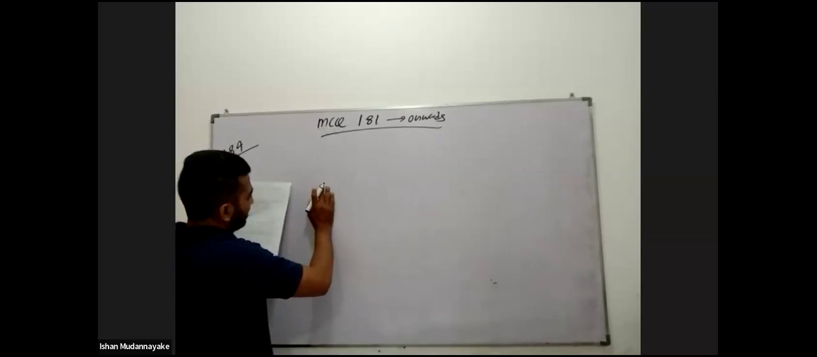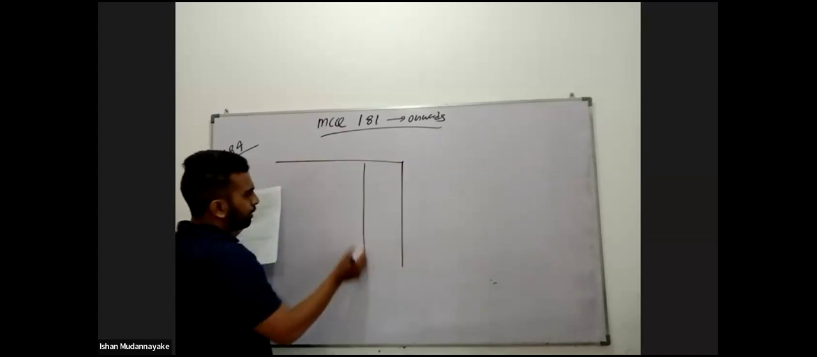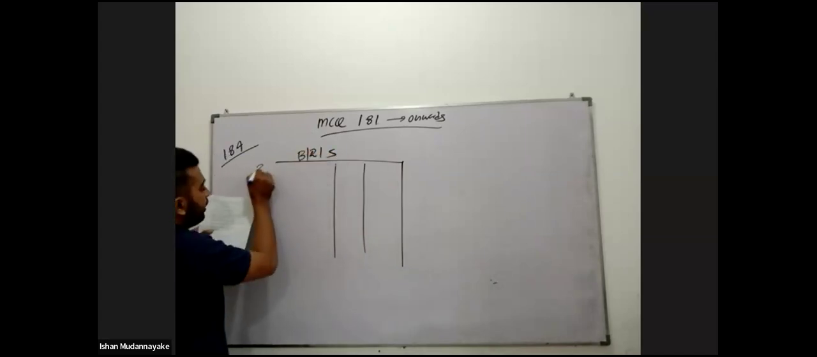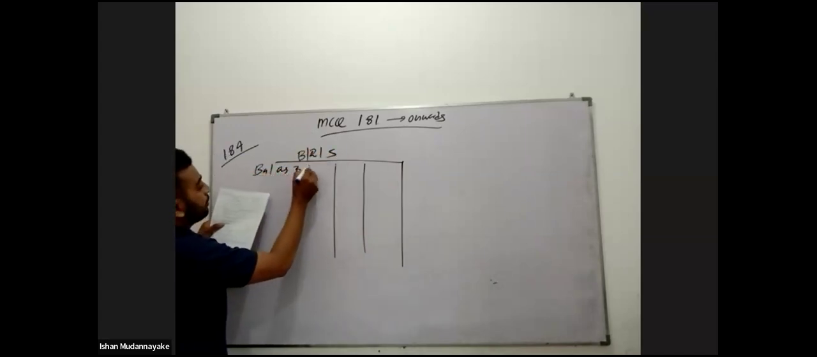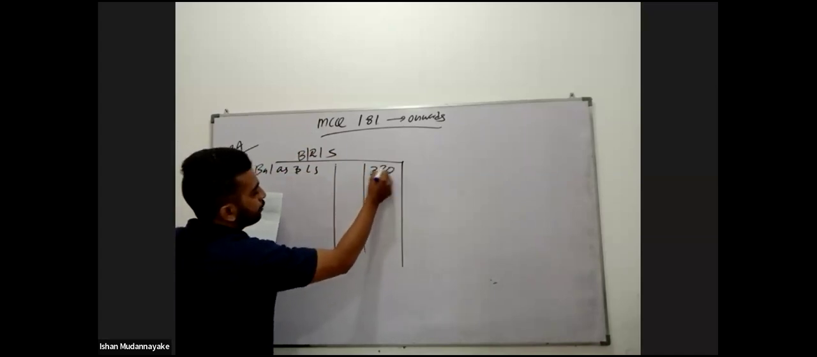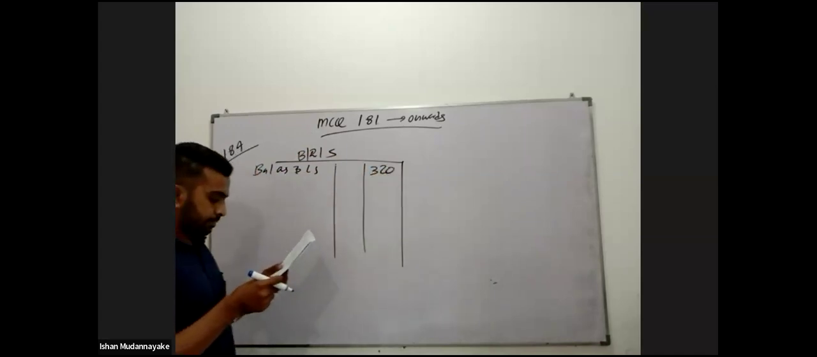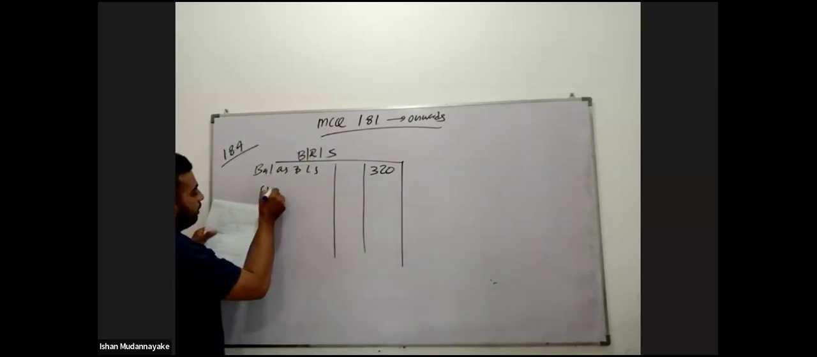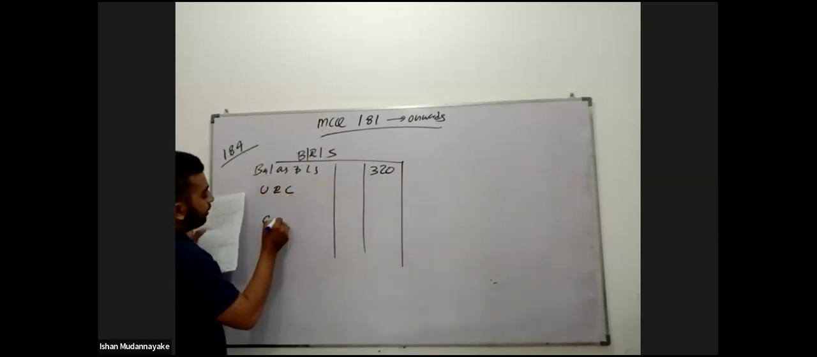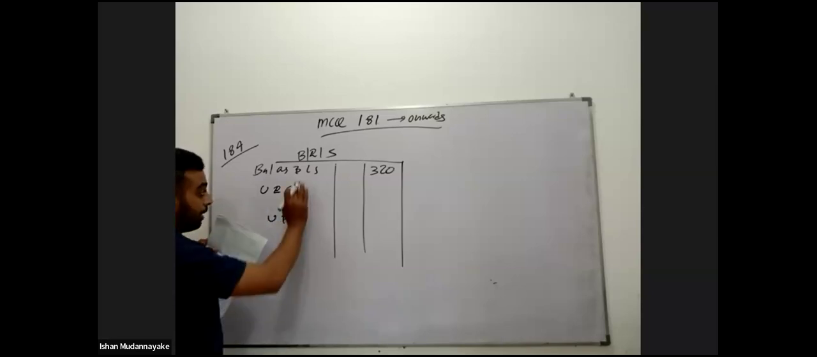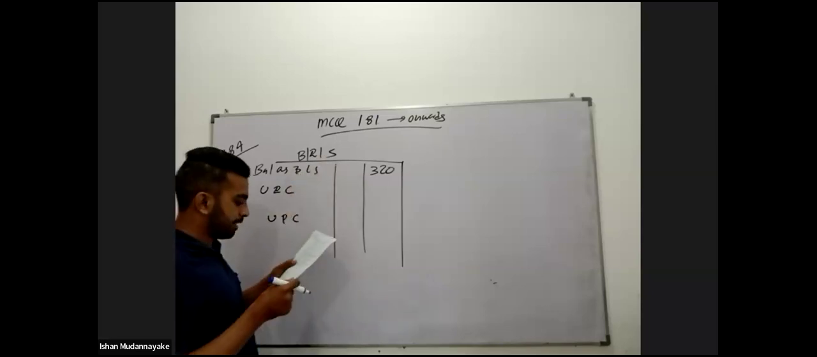We can calculate the adjusted bank account balance using the bank reconciliation statement. Here, balance as per bank statement as of 30th April: 320,000. And then, students, unrealized check plus, unpresented check minus.